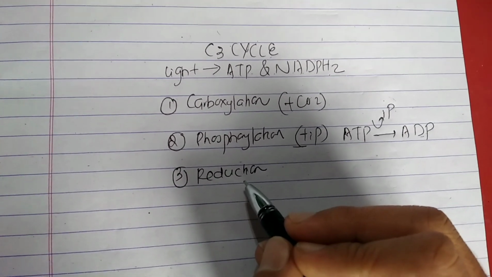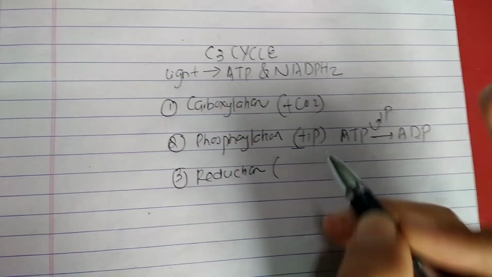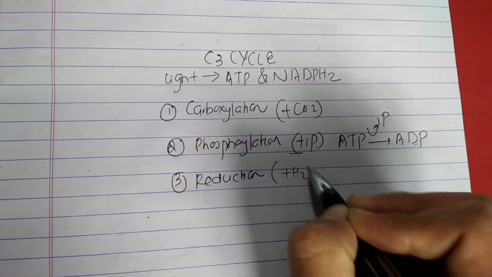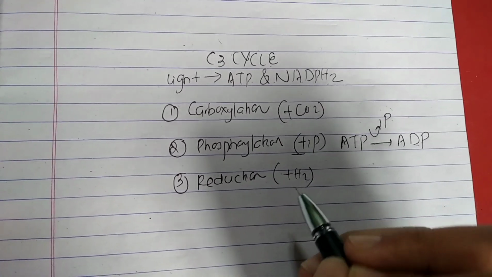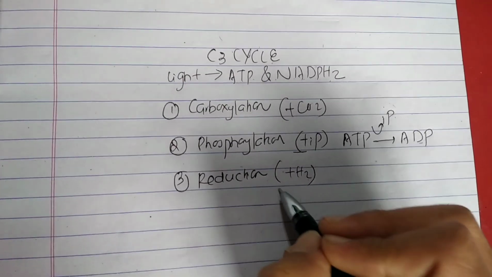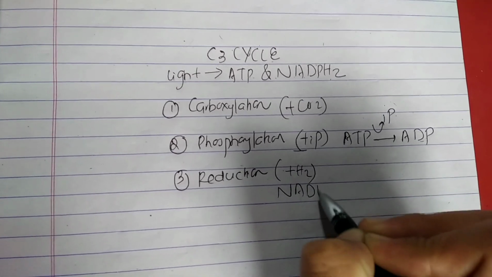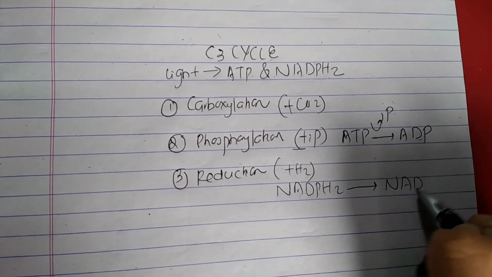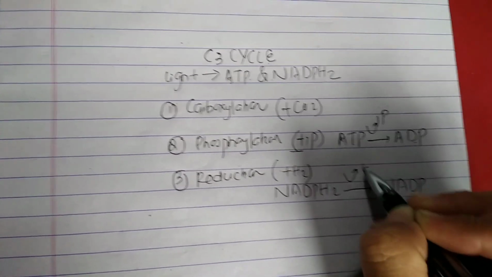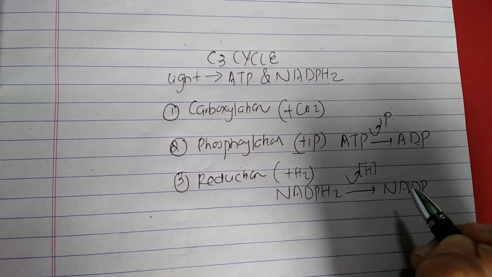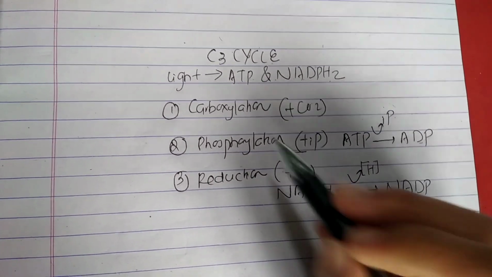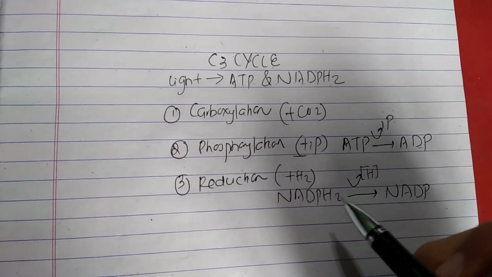Next one is the reduction. Reduction simply means addition of hydrogen, and when you are reducing anything, NADPH2 is being converted into NADP. So this releases hydrogen, and this is going to be the reducing agent. So these three are the basic elements, and if you can remember these three elements, half of the cycle is completed.